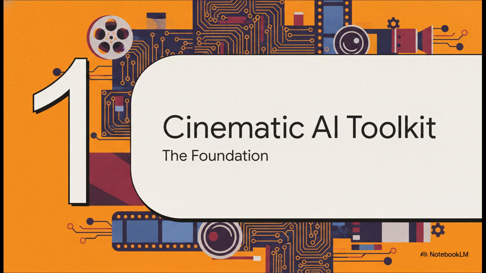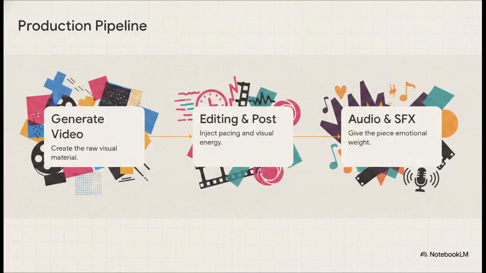We really have to lock down the foundation of our production pipeline before we start randomly mashing buttons. A true professional workflow naturally breaks down into three distinct creative pillars. Think of it like a giant puzzle. You can't just generate a raw video clip, toss it online, and expect people to care. That is exactly how you get scrolled past in a fraction of a second. Step 1 is generative video. Step 2, editing and post-production. And Step 3 is audio and sound design. Master these three pillars, and your content absolutely comes alive.